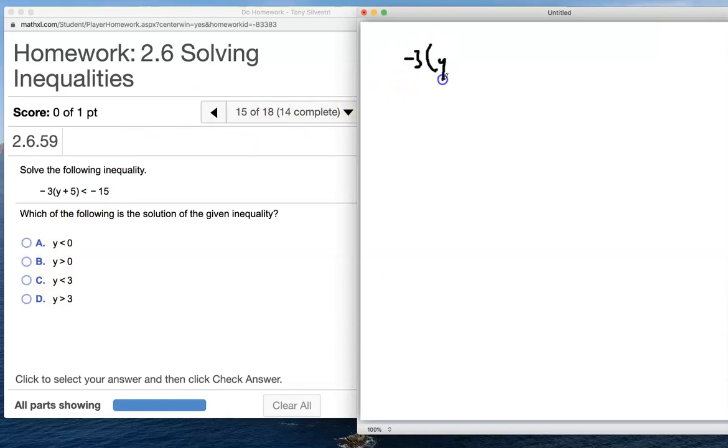-3 times y plus 5, this is -3 times that bundle, less than -15. Okay, what are we supposed to do? We do the same thing. Whenever you have parentheses in the problem, you got to get rid of the parentheses. Multiply through. -3y. -3 times 5 is -15. Okay. Let's add 15 to both sides. That cancels here. And because we're adding 15 to the right, it's also 0. And notice I don't switch the arrow because that switching of the arrow only happens when you're multiplying or dividing by a negative number.